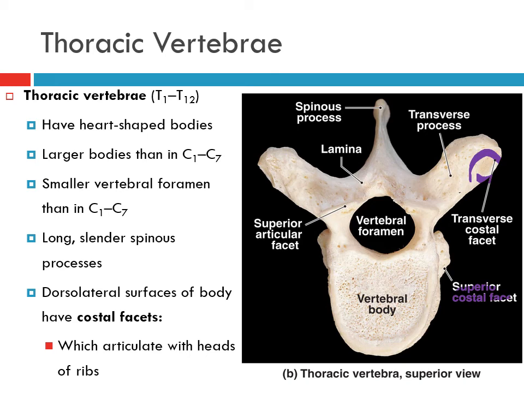So the head of the rib comes into this superior and inferior costal facet here, and then the tubercle of the rib is going to articulate with that transverse costal facet. So the rib articulates with these thoracic vertebrae in two places, at the superior and inferior costal facet and the transverse costal facet, which are on the transverse processes.